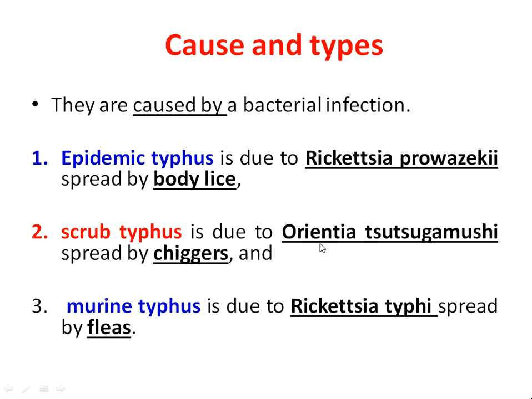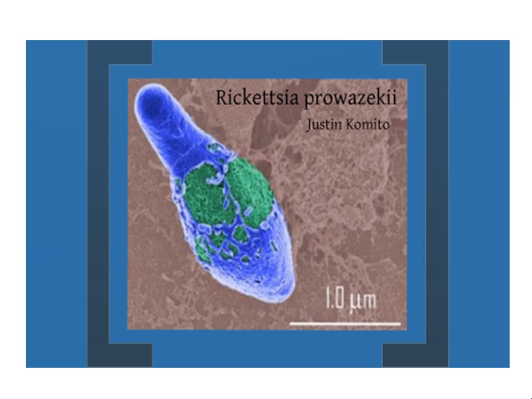So the disease-causing agent is also quite different. Scrub typhus is caused by Orientia tsutsugamushi, where the vector is chiggers, and murine typhus is caused by another species, Rickettsia typhi, which is usually spread by the vector fleas. But our concern is epidemic typhus. This is due to the bacterial infection Rickettsia prowazekii, spread by the human body lice.